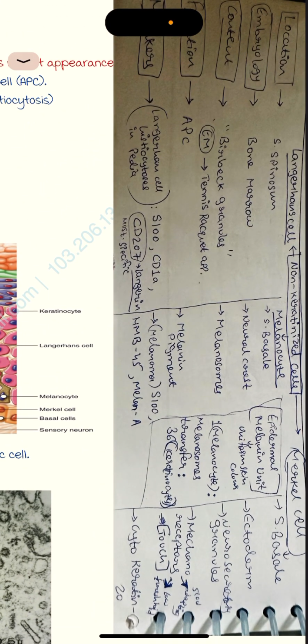Now, there is one entity called epidermal melanin unit, which is responsible for uniform skin color in our body. One melanocyte contains melanosomes, and its melanosomes transfer the color to 36 keratinocytes, and this is known as epidermal melanin unit. Now, let's see some markers.